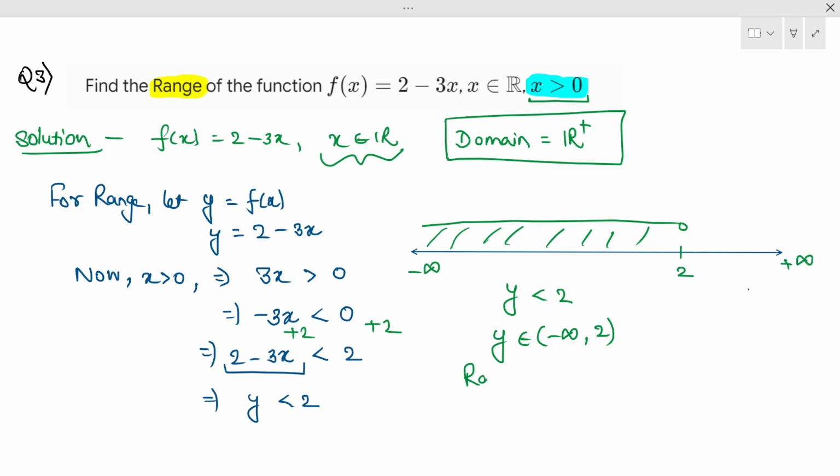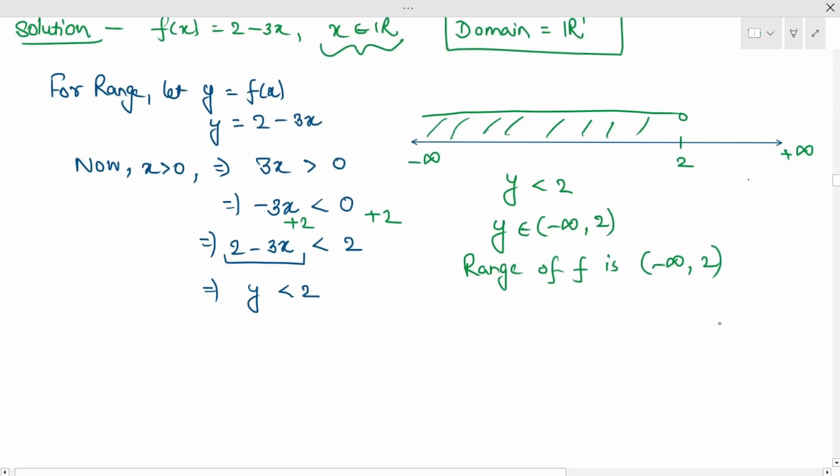So what will be the range? The range of f is minus infinity to 2, right? This is how we can find out the domain and range.